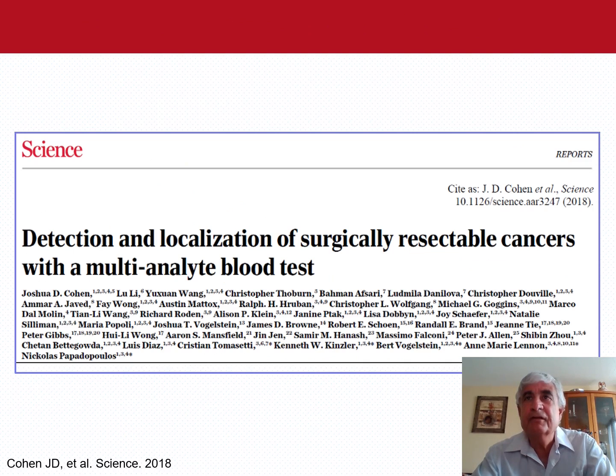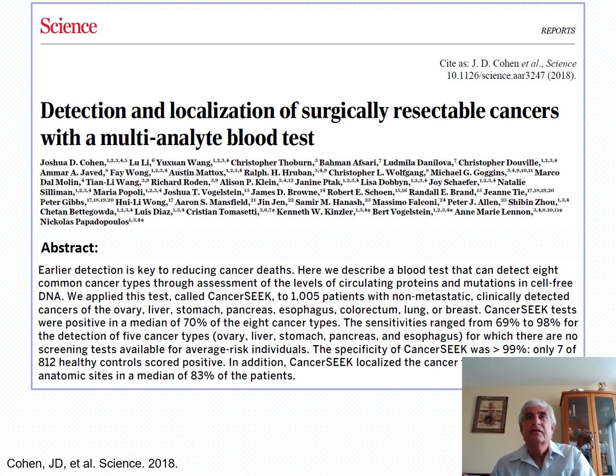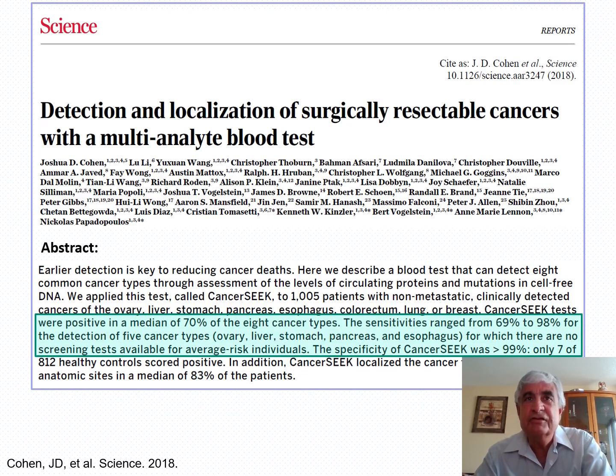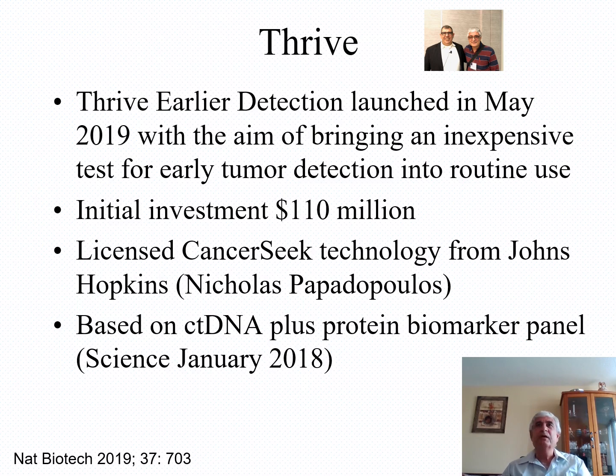Another approach used by my friend Nicholas Papadopoulos includes combination of circulating tumor DNA with classical biomarkers for early detection of cancer. These authors also claim sensitivities between 70 and 90% and 98% specificity, which are good numbers if they can be. Based on this paper, Nicholas managed to develop a company called Thrive and attracted $110 million in investment to develop this.